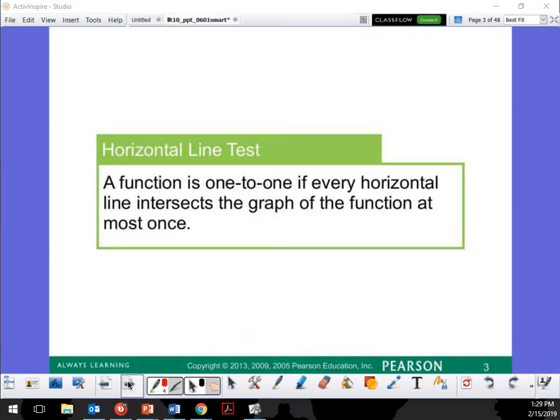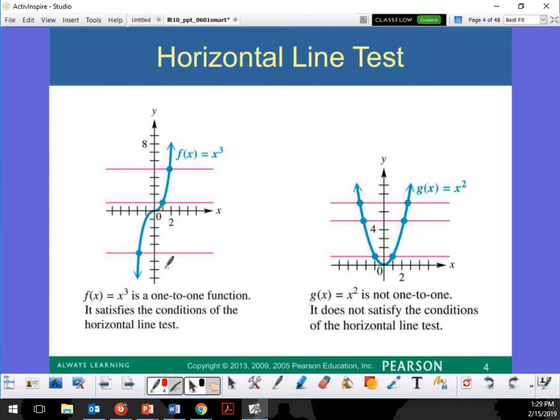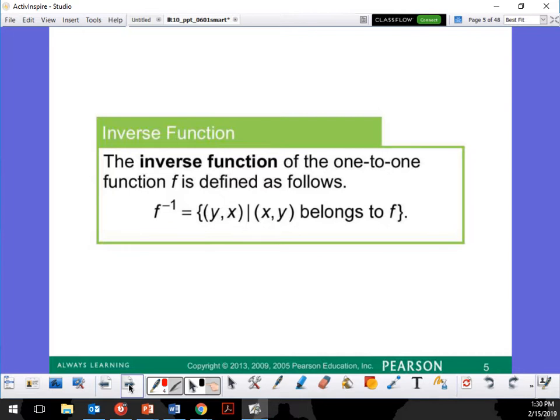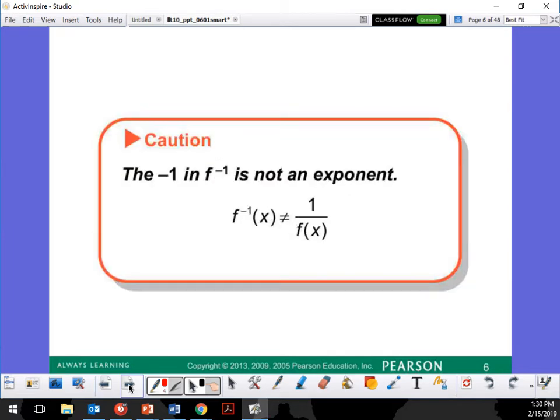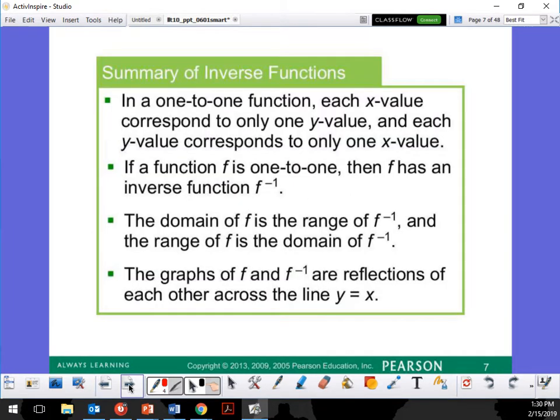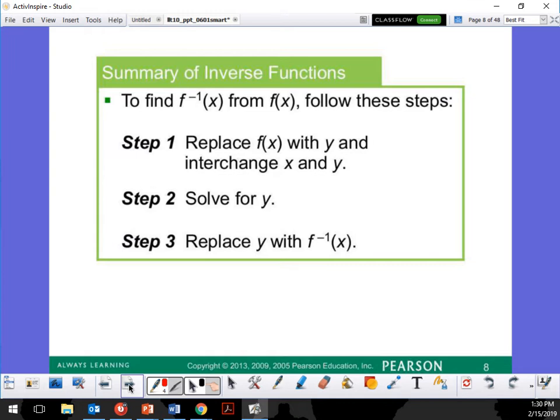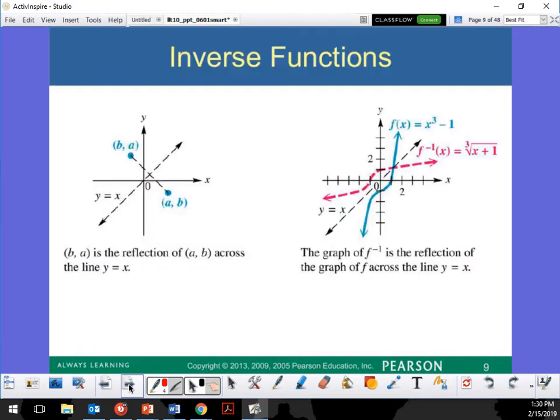Right here we have the horizontal line test. Right here, this function is 1-to-1. Horizontal line right here, this function is not 1-to-1. That means that your horizontal line, your y value, has more than one x value. Inverse function, 1-to-1, not the exponent, summary of inverse, replace f, interchange. So, inverse functions.